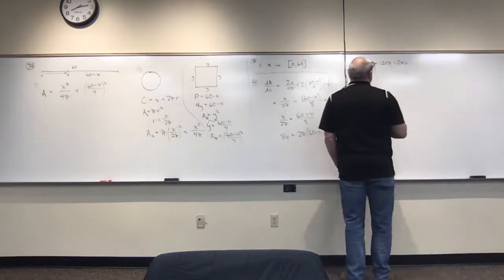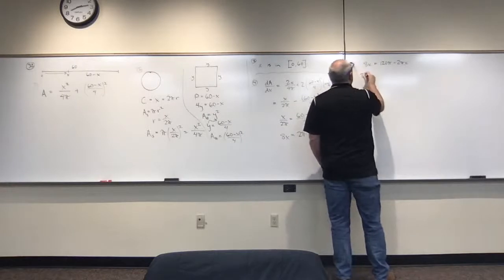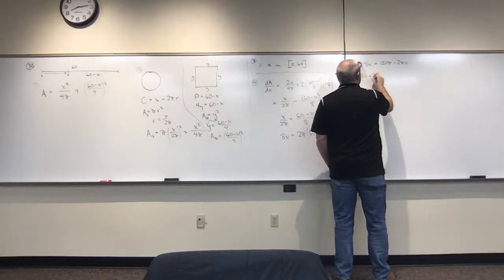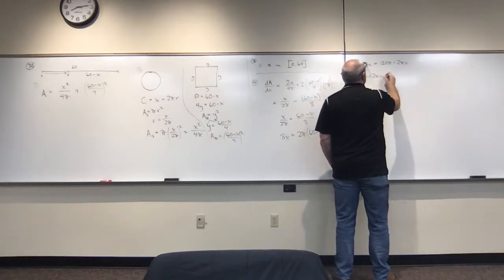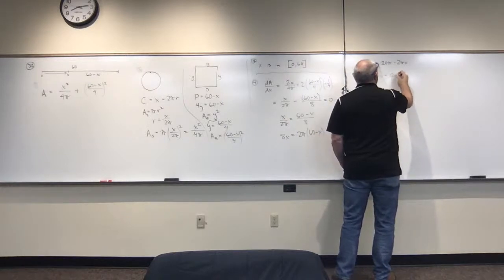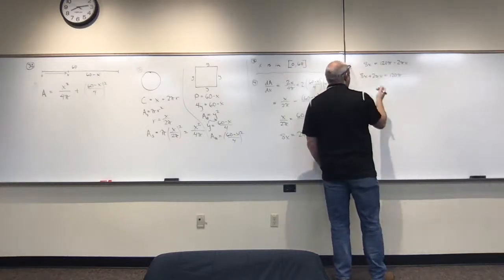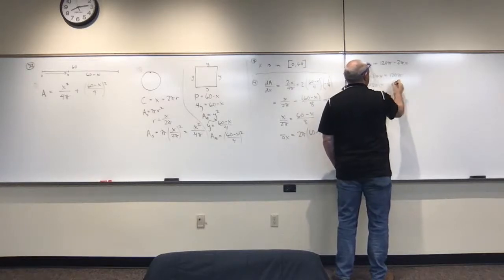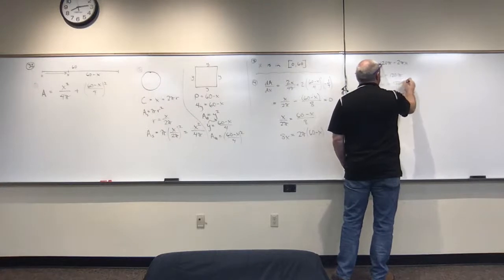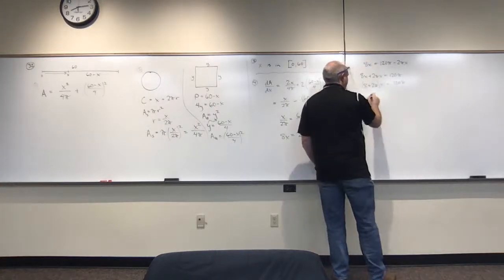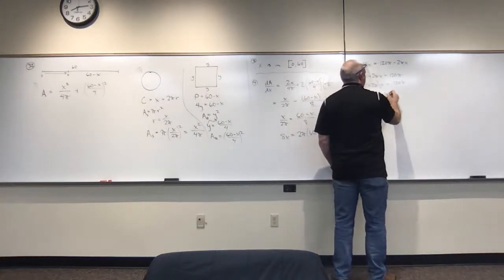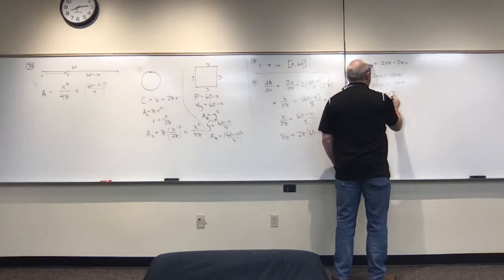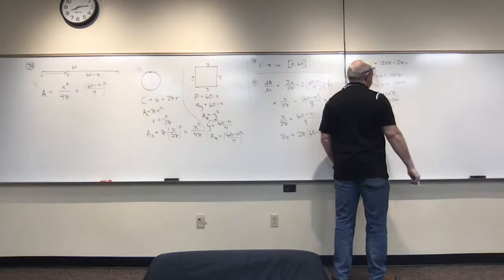Okay, we could get the x's all on one side, so I get 8x plus 2 pi x is equal to 120 pi. I can factor out an x and I get that 8 plus 2 pi times x is equal to 120 pi. And then I get that x is equal to 120 pi over 8 plus 2 pi.